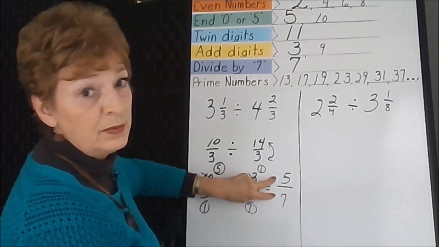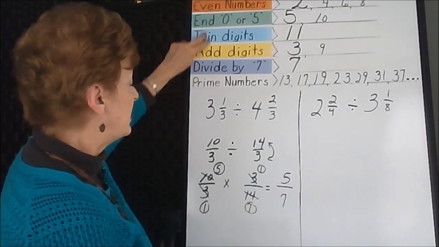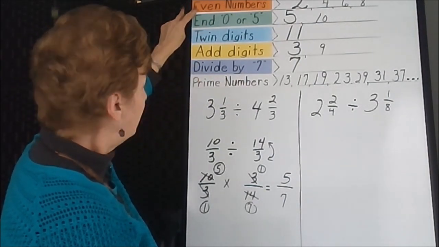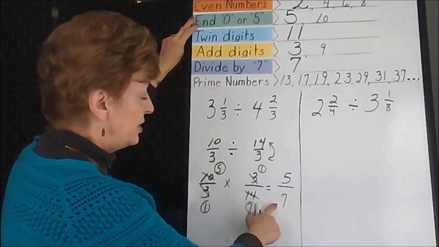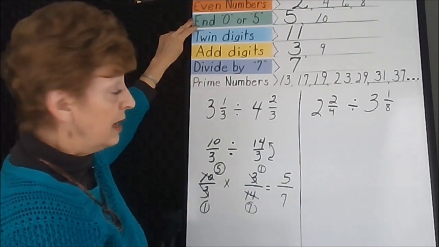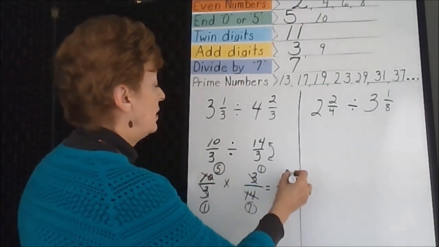This needs to be reviewed with our divisibility rules. They're not even. 5 only would divide into itself, but 5 needs both items to be ending in a 5 or a 0. Lowest terms.